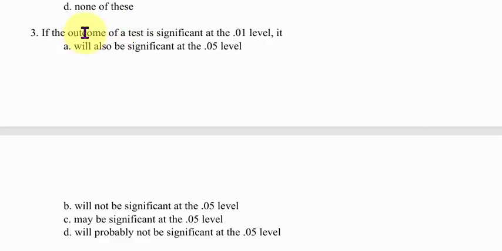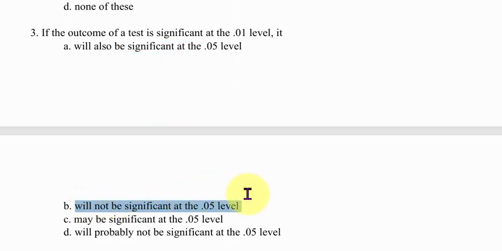Number 3. If the outcome of a test is significant at the 0.01 level, in other words, the critical alpha is 0.01, which of the following are true? It will also be significant at the 0.05 level. Nope. So significance has to be less than this number, right? Whatever your calculated p-value, your calculated sig value, has to be less than this in order for it to be significant. So A is not true.